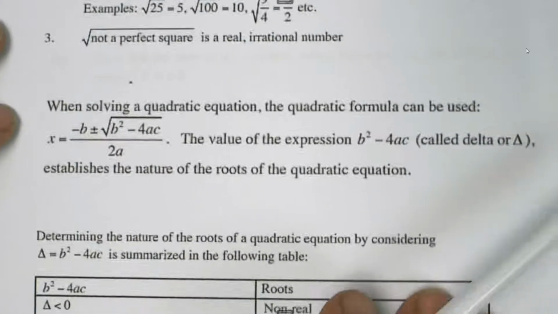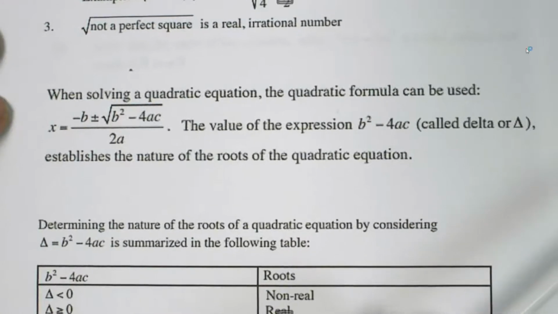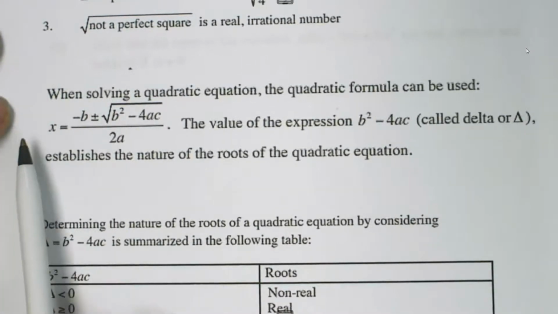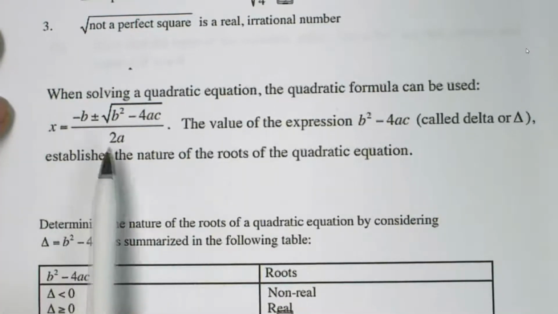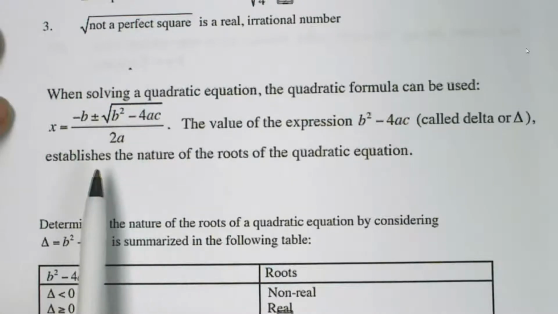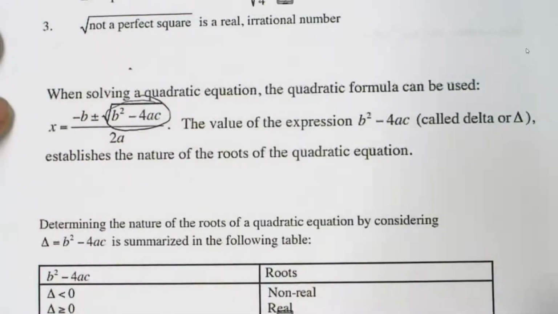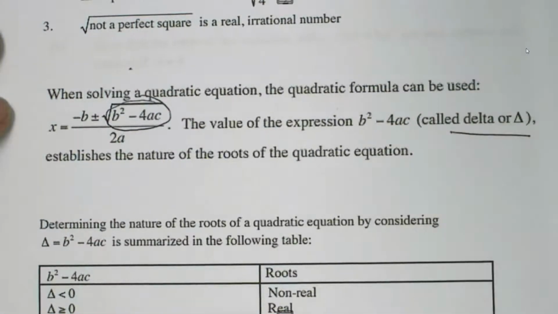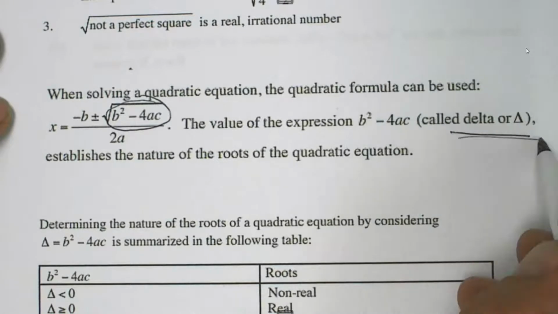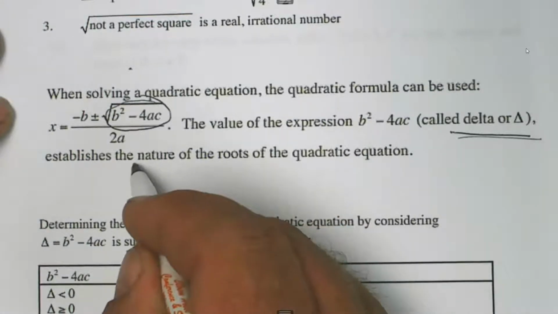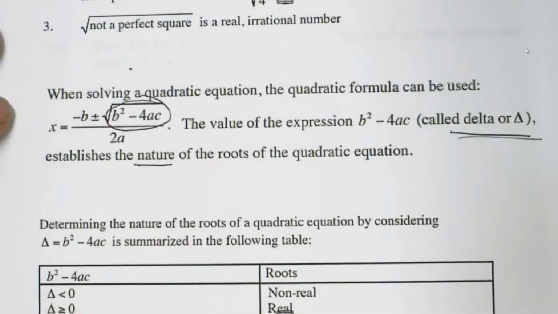If we look at the quadratic formula, which is given as x is equal to minus b plus minus the square root of b squared minus 4ac divided by 2a, this part here underneath the square root sign, b squared minus 4ac, is called delta. And delta can determine what the nature of the roots of the quadratic equation is. Delta will determine the nature of the roots.